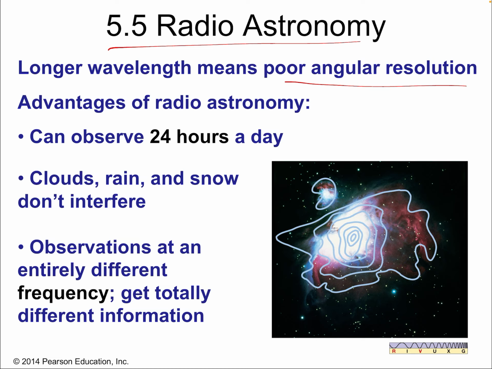The advantages of radio astronomy are that we can observe 24 hours a day because radio waves are not washed out by sunlight. Clouds, rain, and snow do not interfere at all because those wavelengths are so much longer than the actual size of, say, rain droplets or snow or any molecules in the air. And observations are at an entirely different frequency, so we get very different information.